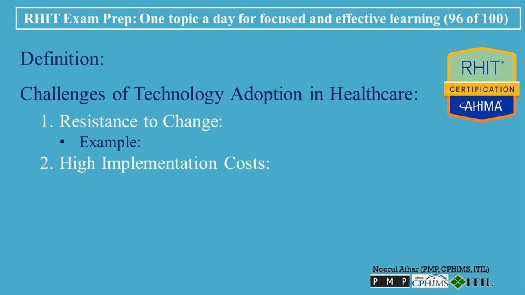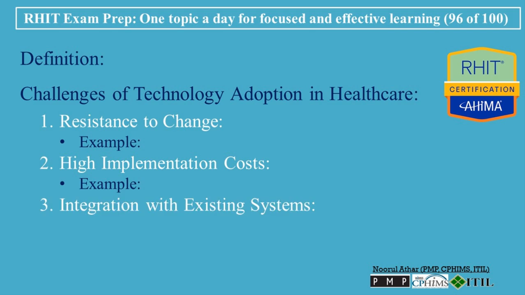2. High implementation costs. The cost of implementing new healthcare technologies, such as EHRs or AI tools, can be a significant barrier, particularly for smaller healthcare organizations with limited budgets. These costs include purchasing the technology, training staff, and maintaining the system. Example: a small rural clinic struggles to afford the upfront costs of implementing a telemedicine platform but seeks grant funding to support the adoption of this technology.